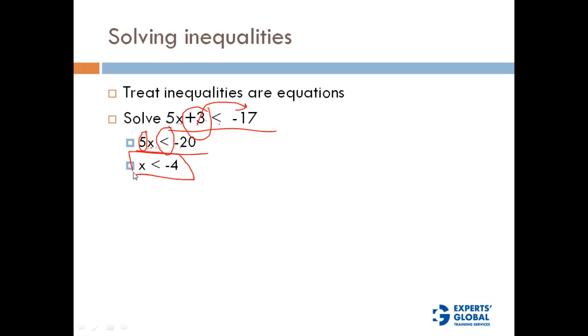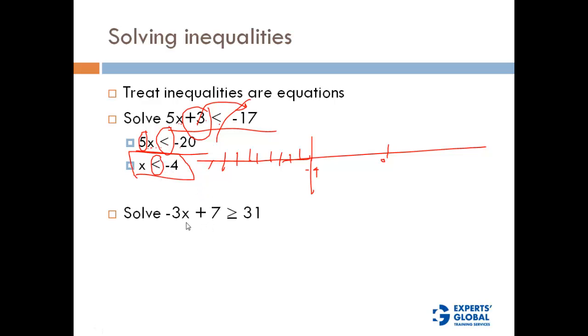If it was minus 5x, then we would have to reverse this particular sign, correct? Just keep this in mind. So we are talking about this range where this is a number line, this is 0. Minus 4 is somewhere here, and we are talking about all values of x in this range, not including the value of minus 4. It is not x less than or equal to minus 4, right? So we treat inequalities as equations. The only time we have to worry about the inequality sign is when we are multiplying or dividing by a negative number.